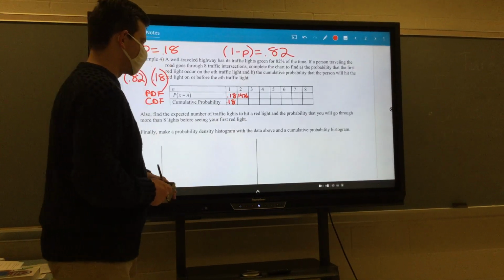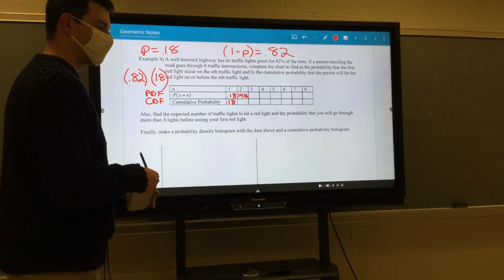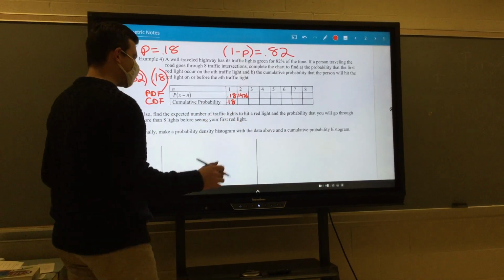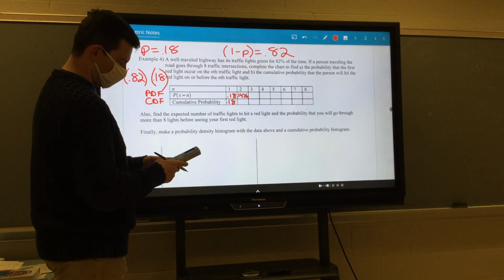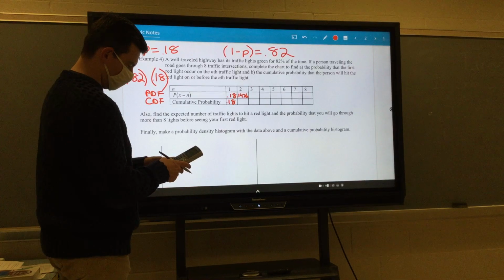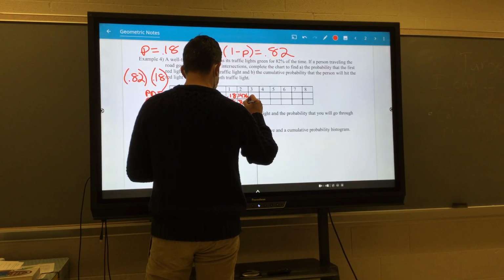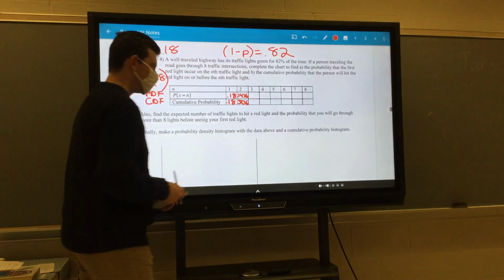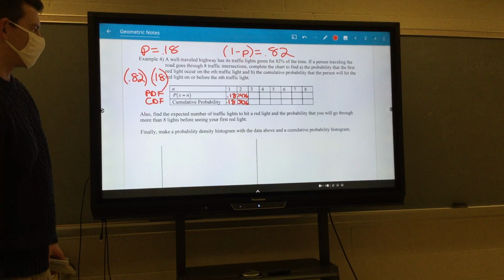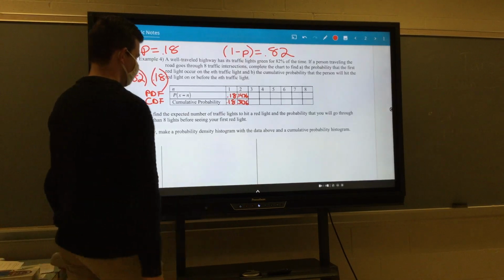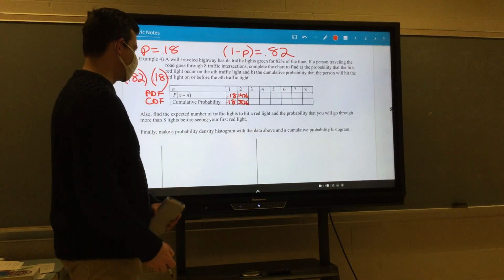The cumulative probability would mean that either the first one or the second. This, or, means add. We're adding these two numbers together. Okay, so 0.1476 plus the 0.18, we are at 0.3276. Almost a 33% chance that we'll have our first red light on one of the first two intersections. And we could keep going.